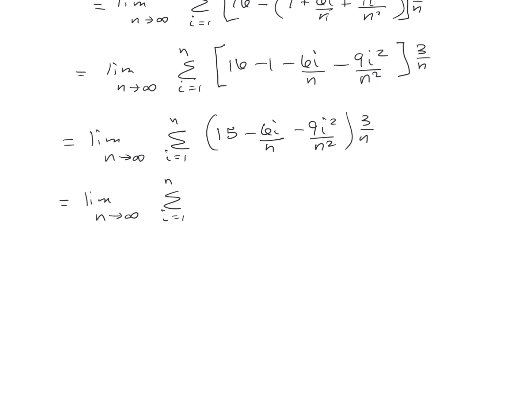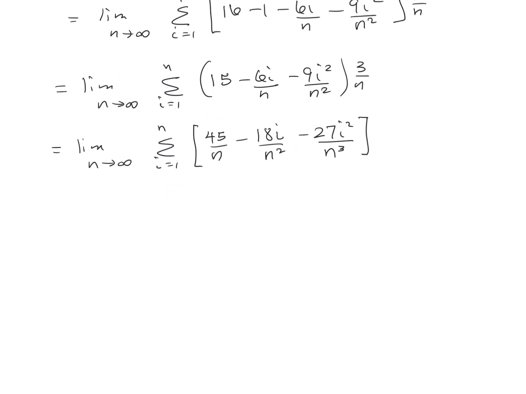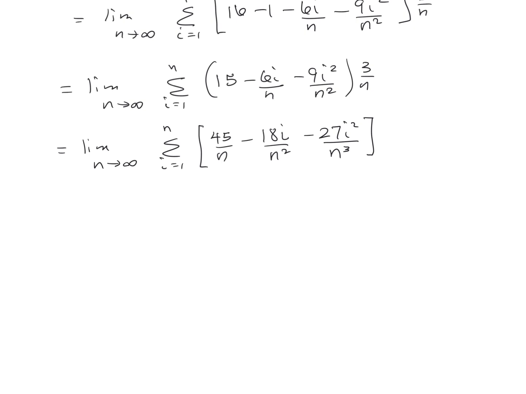So we're going to have 45 over n minus 18i over n squared minus 27i squared over n cubed. And from here, what we want to do next is break apart each of these sums and factor out the constants. And again, in the summation process, i is the index and n is a constant. So this is going to be the limit as n goes to infinity.